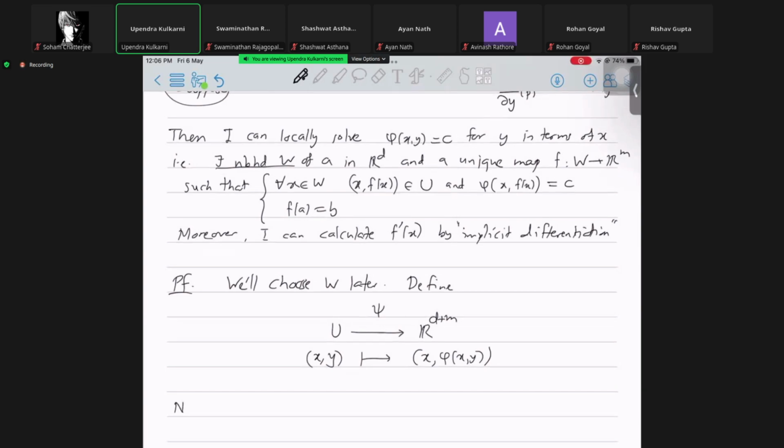So notice psi prime of P as a matrix: we did this last time. So this is identity and 0, because I'm calculating the derivative of only the first slot, x, with respect to all the variables. So the derivative with respect to the x slot is just identity. The derivative with respect to the y slot is 0.